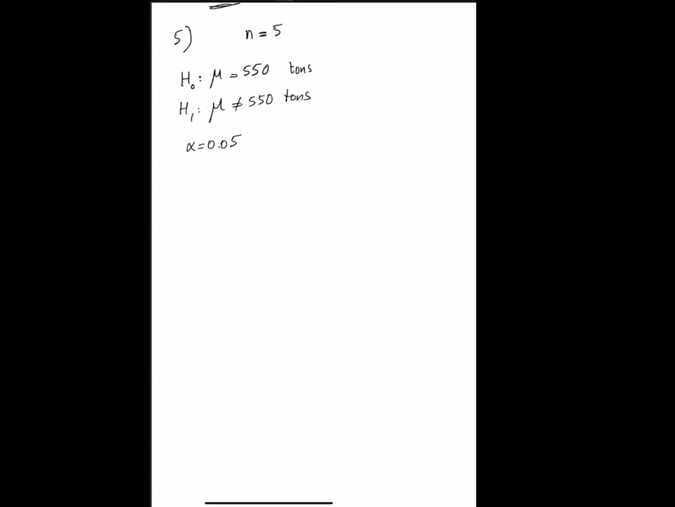I think the standard deviation is not given. Okay, we need to know if the standard deviation of the population is known or not. If it is known, it should be given to us in the problem statement. But here, there is nowhere in the problem statement that we know anything about the standard deviation of the population. So that information is not given to us.